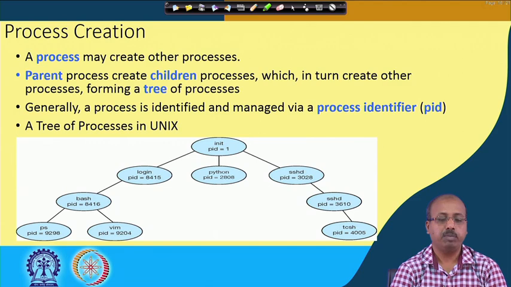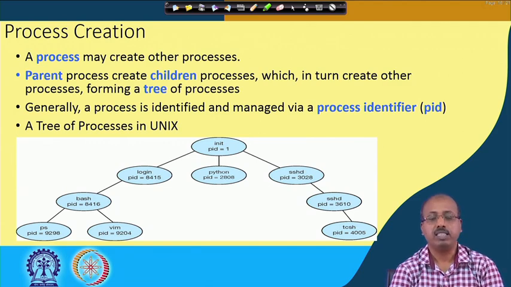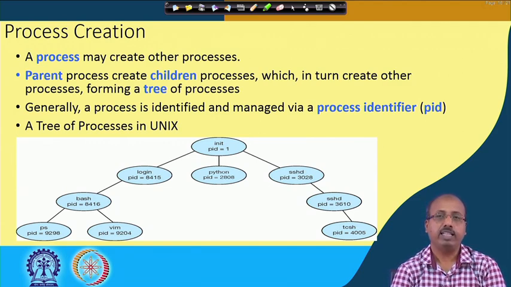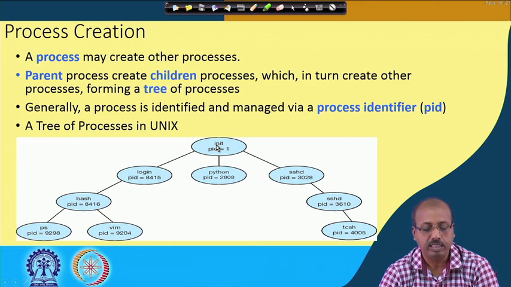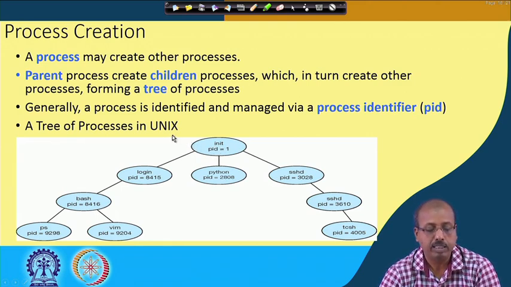Now, how do we create a process? One process may create other processes, and there is a parent child relationship between the processes. The parent process creates children processes, which in turn create other processes, forming a tree of processes. Like this is the init, whose PID is equal to 1. In a Unix operating system, this init is the first process that is created, and its PID is equal to 1. Now, this init process can create a number of children processes.